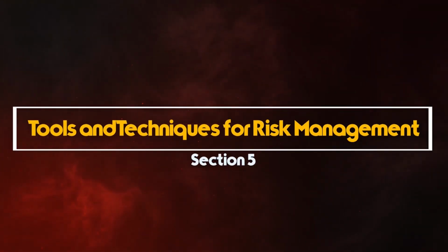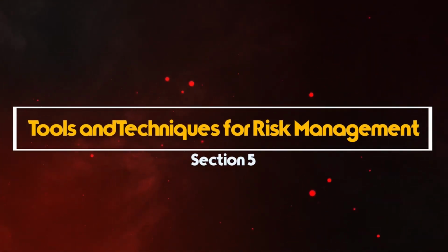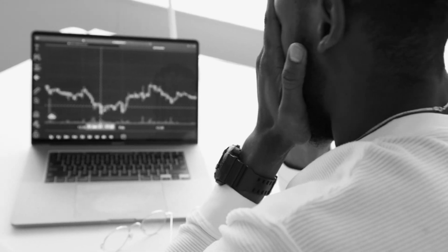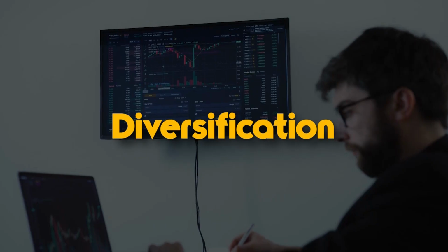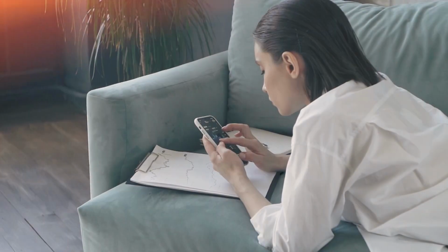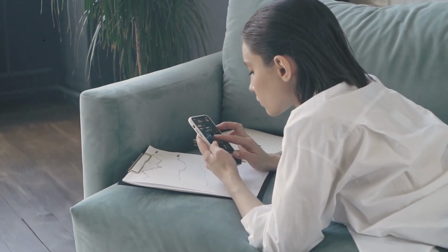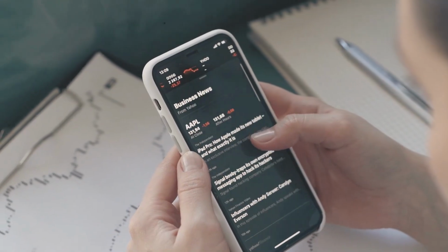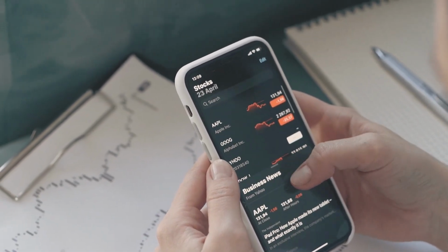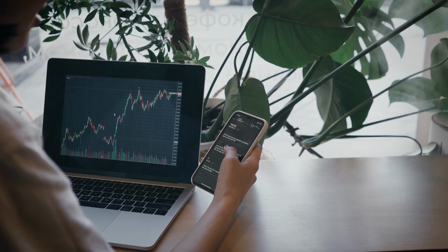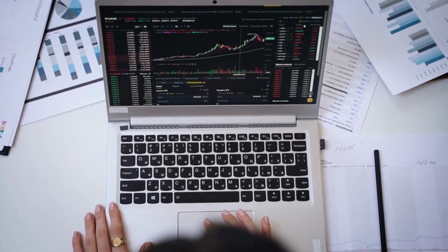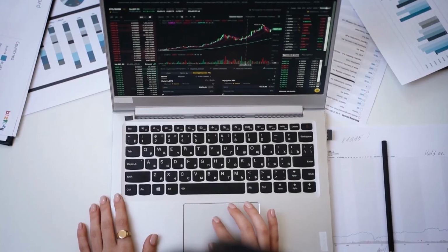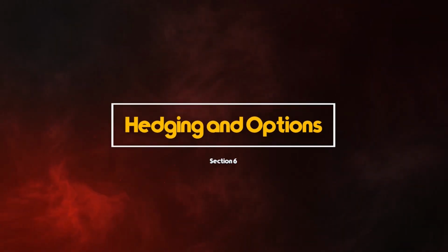Section 5. Tools and techniques for risk management. Risk management is essential in any financial endeavor. Diversification is a widely recommended strategy, spreading investments across various assets or market sectors to reduce the impact of any underperforming investment or unexpected market event. Another cornerstone of risk management is the use of stop-loss orders, which help traders sell off their holdings before losses become too substantial. Section 6.